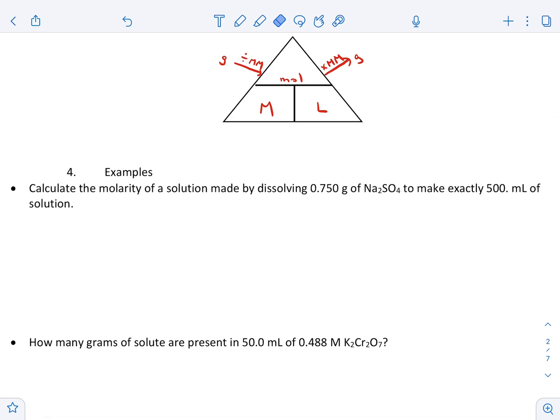So it says calculate the molarity. So we're looking for molarity, capital M, of a solution made by dissolving 0.75 grams of Na2SO4 to make exactly 500 milliliters. All right, so we actually have a couple of jobs to do. First off, see how this is liters here. So we have to take milliliters to liters. And to do that, we move the decimal 3 places to the left, giving us 0.5 liters.